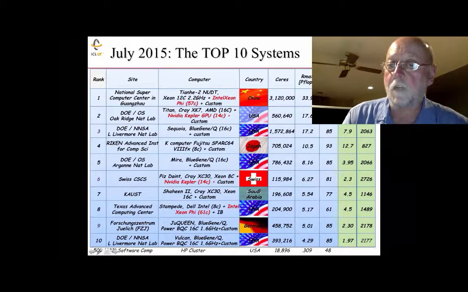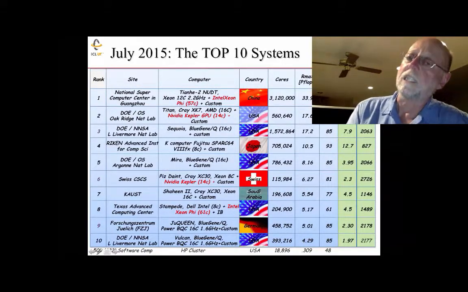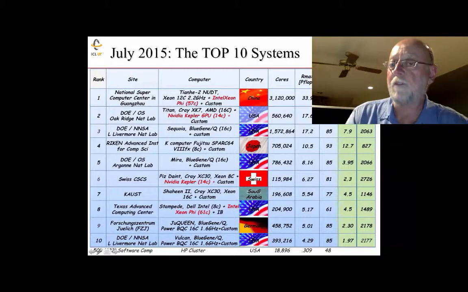The last column here represents an efficiency. This is the flops per watt, so you want this number to be as high as possible. In this case, we have about 2 gigaflops per watt. So that's sort of the standard for these kinds of machines.